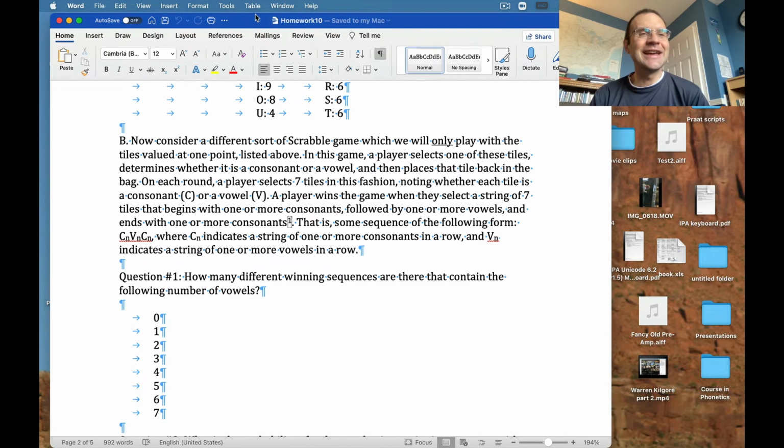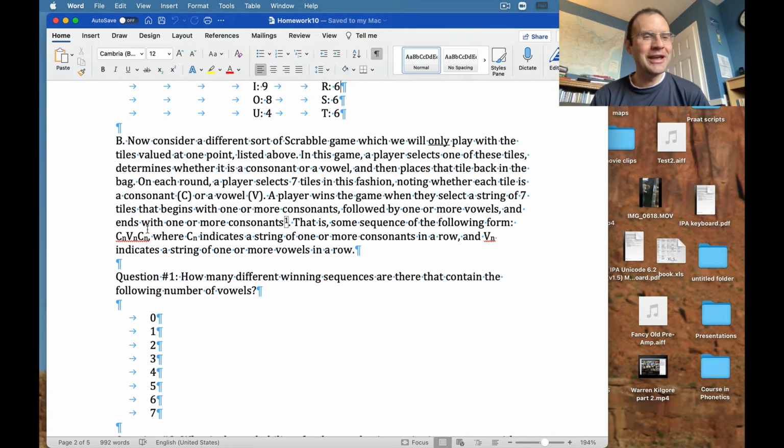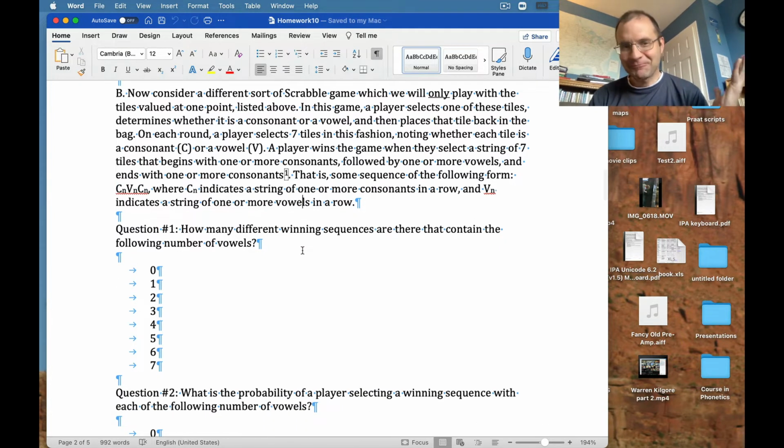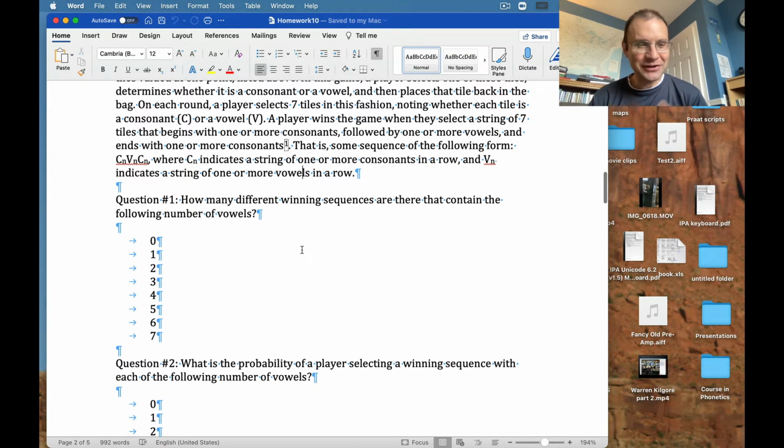And this is only tenuously related to linguistics at this point, but you can think of a structure like this as just a really big syllable of some sort, perhaps. Okay, so with that in mind, that's the structure of the game.